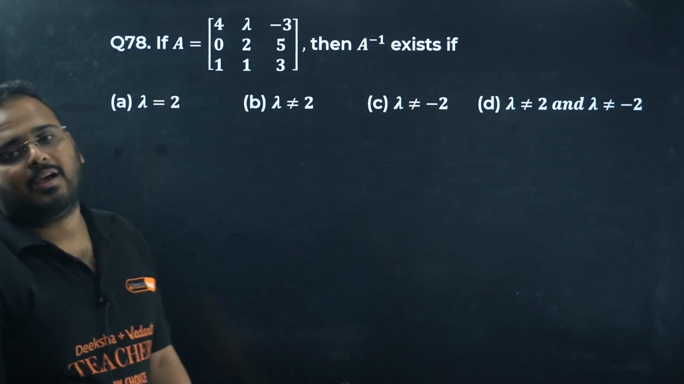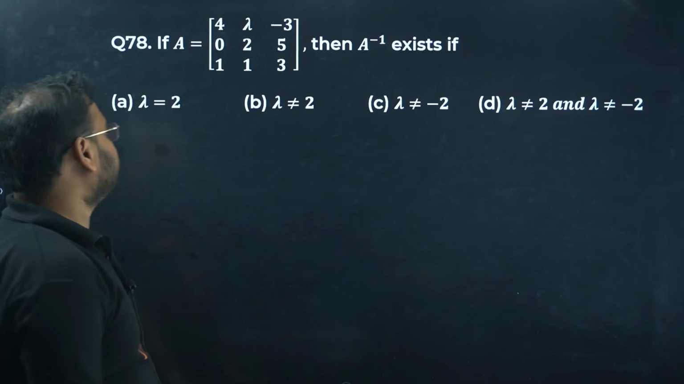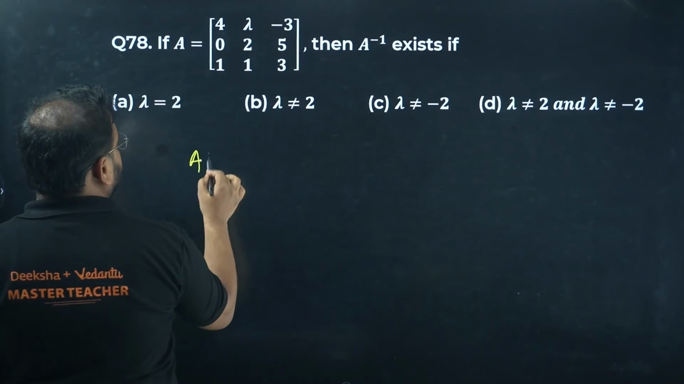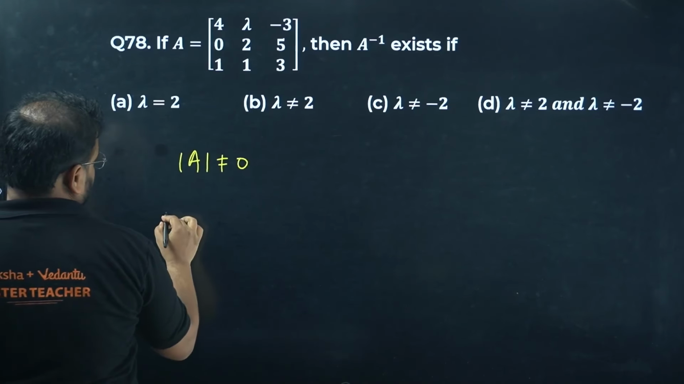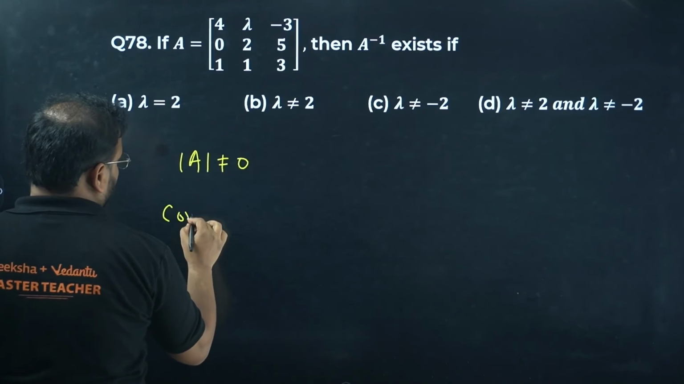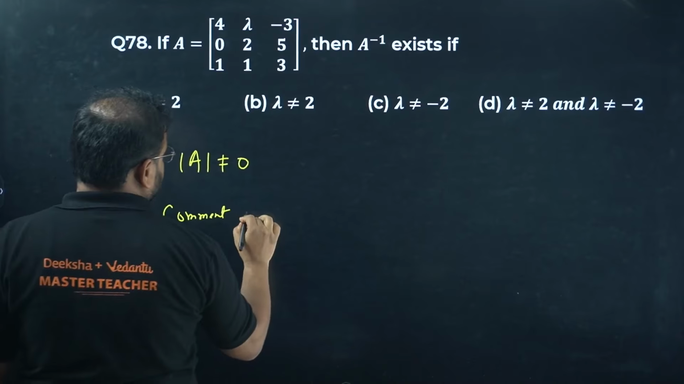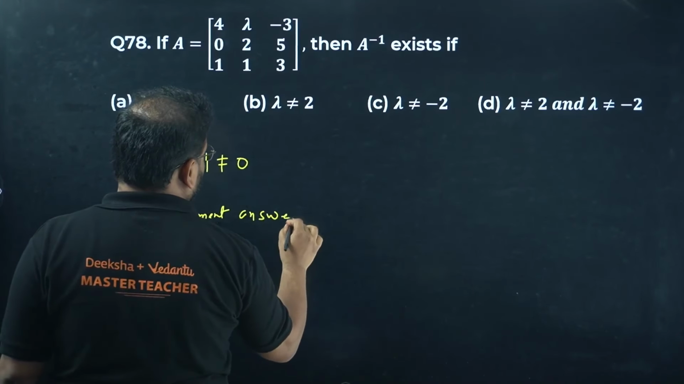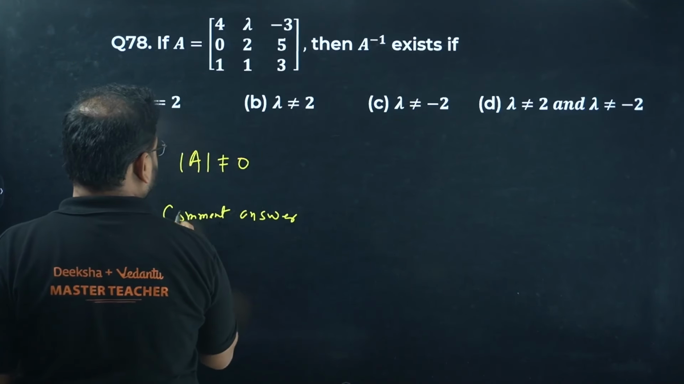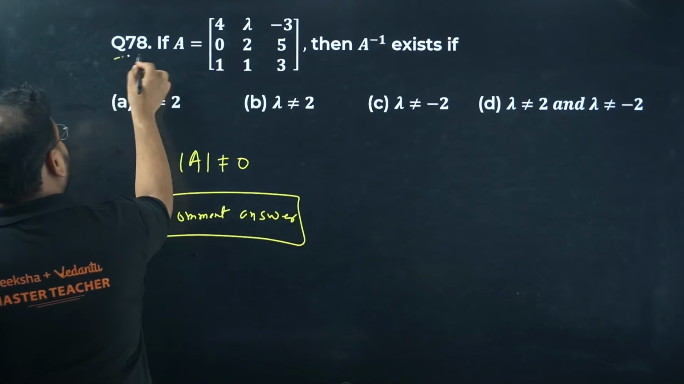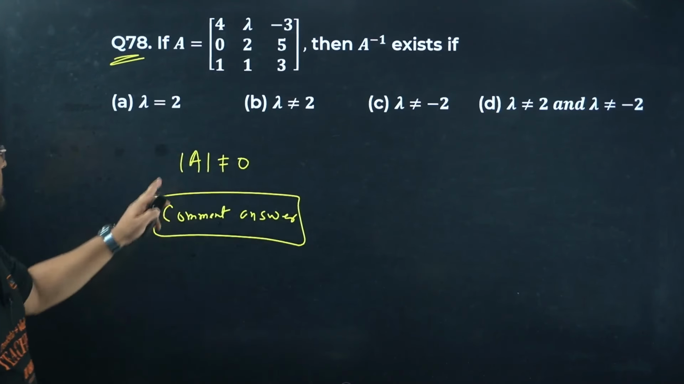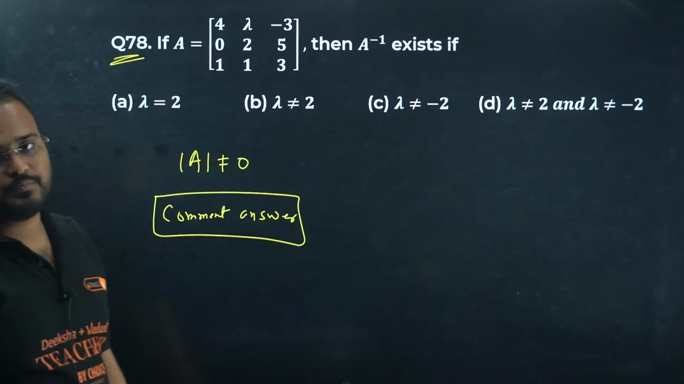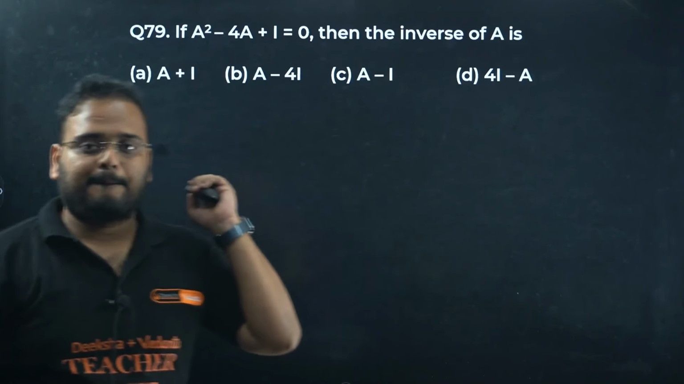78. Okay. Inverse will exist when this value will be not equal to 0. Same thing. Comment the answer. Let me see how much of you are actually learning this particular session. Question number 78. Give me the answer. Come on. Okay. Simply apply determinant of A is non-zero. You get the value of lambda from there.